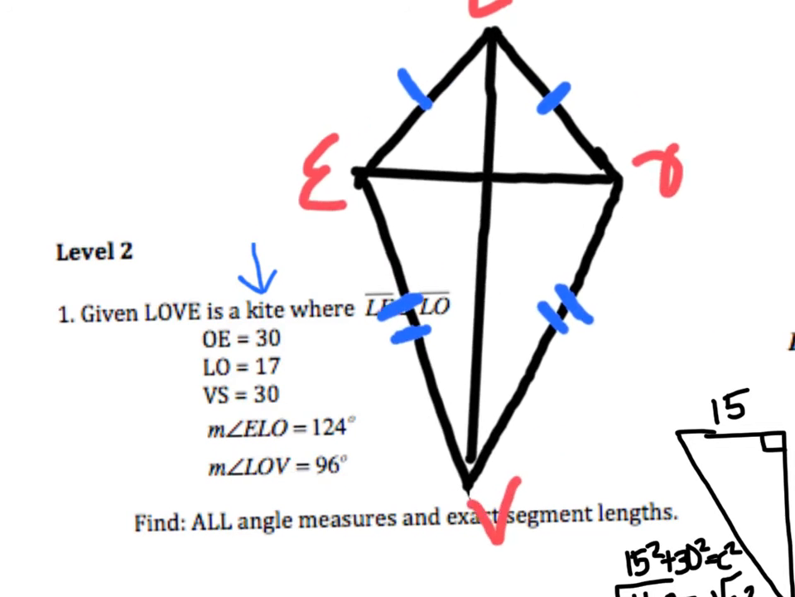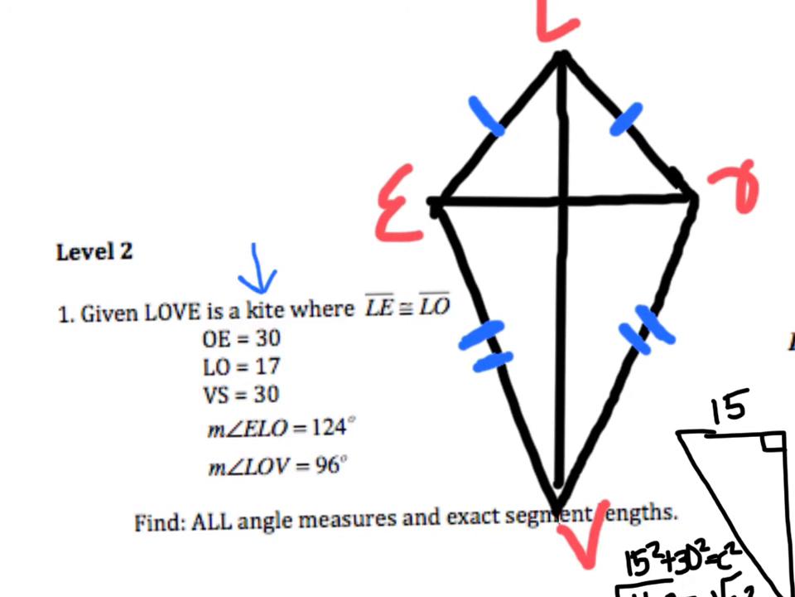So ELO. So this whole angle is 124, and LOV is 96. So again, I want you to look at your family tree, and you know something about diagonals of a kite. So go ahead and look at that and see if you can find diagonals of a kite in relation to the angles.